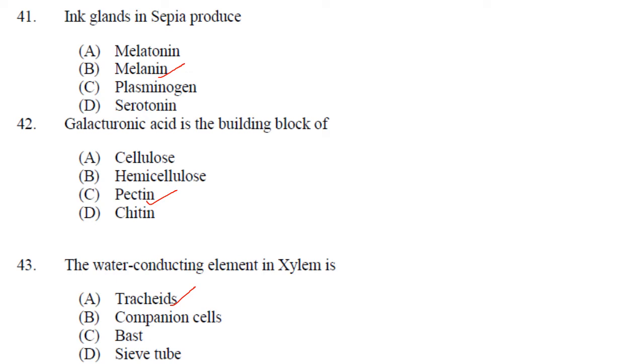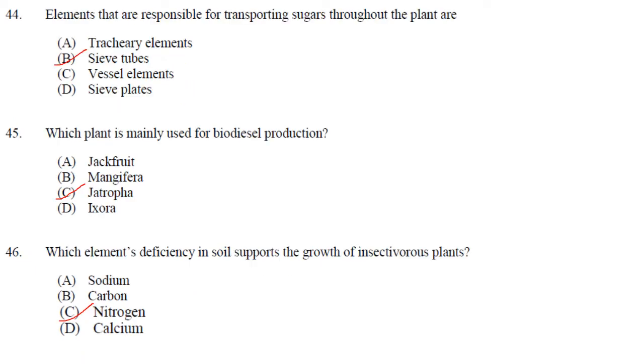Then the water conducting element in xylem is... companion cells, vessels, sieve tubes is not the answer, it is tracheids. Answer is option A. Then next one. Elements that are responsible for transporting sugar throughout the plant are sieve tubes, that is phloem, part of the elements of phloem. Okay, so the answer is option B.